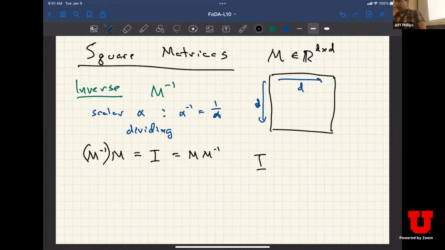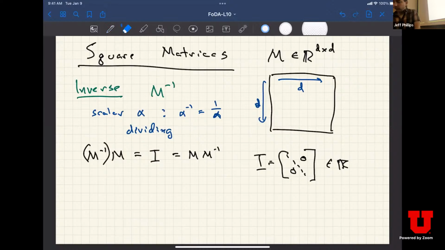So the identity matrix is a matrix which is all ones on the diagonal and all zeros off of the diagonal, right? So it's a square matrix again. This is also going to be a d by d matrix. If it's the product of two square matrices, they're both d by d. The inverse is also going to be a d by d matrix. And so a d by d times a d by d is a d by d matrix.